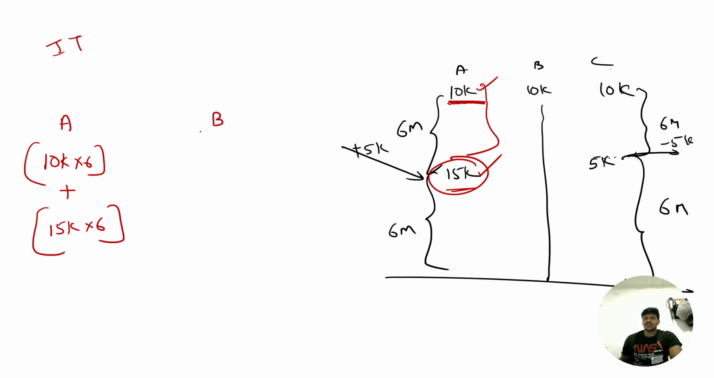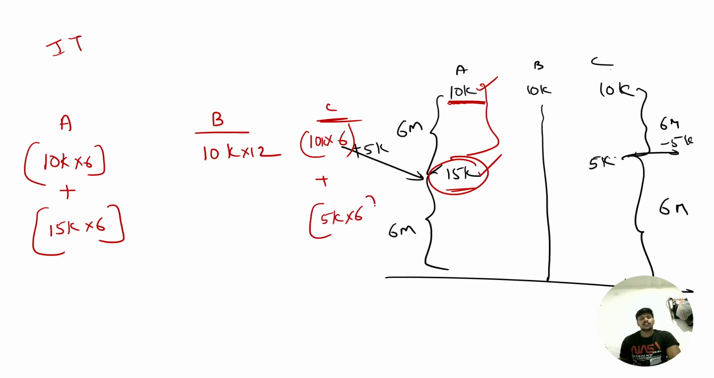Now coming to B, you no need to do anything because there is no change, simply 10K into 12. Now about C. See, for the first 6 months, he is investing 10K, plus for the remaining 6 months, he is having only 5K. That's it. Now you need to find out the ratio of these numbers. You will get your answer.